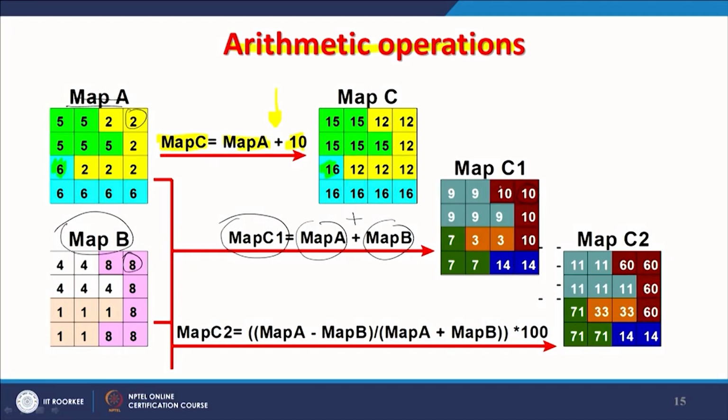Similarly, I can also do other operations, like here is another example, map C2. Here all 4 operators are being used: map A minus map B divided by map A plus map B, multiplied by 100. So all 4 operators have been used, and my map C will carry that value. Likewise, you can use all arithmetic operations in one go, or other operations also.